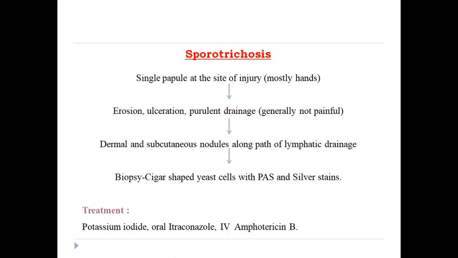There is no response. Then ultimately they are referred to us late because they are not painful. So even the patient and the treating physician are not concerned about the lesion. So they present late. Then dermal and subcutaneous nodules are formed and they spread along the lymphatics. And when we do the biopsy, there are cigar-shaped yeast cells, which can be demonstrated in the skin biopsy, and they are PAS positive and silver stain positive. These are two fungal stains used by histopathology people, right? And then treatment we have already discussed.